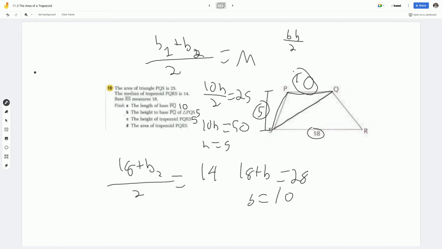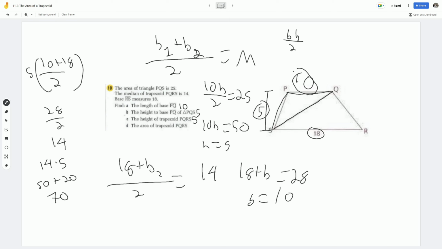So we know the equation. We find the average of the bases and multiply it by the height. 10 plus 18 over 2 times the height, which is 5. The average of the bases is 28 over 2, or 14. So it's 14 times 5, which is 50 plus 20, which is 70. So the area of the trapezoid is 70 units squared. And these are all the answers.